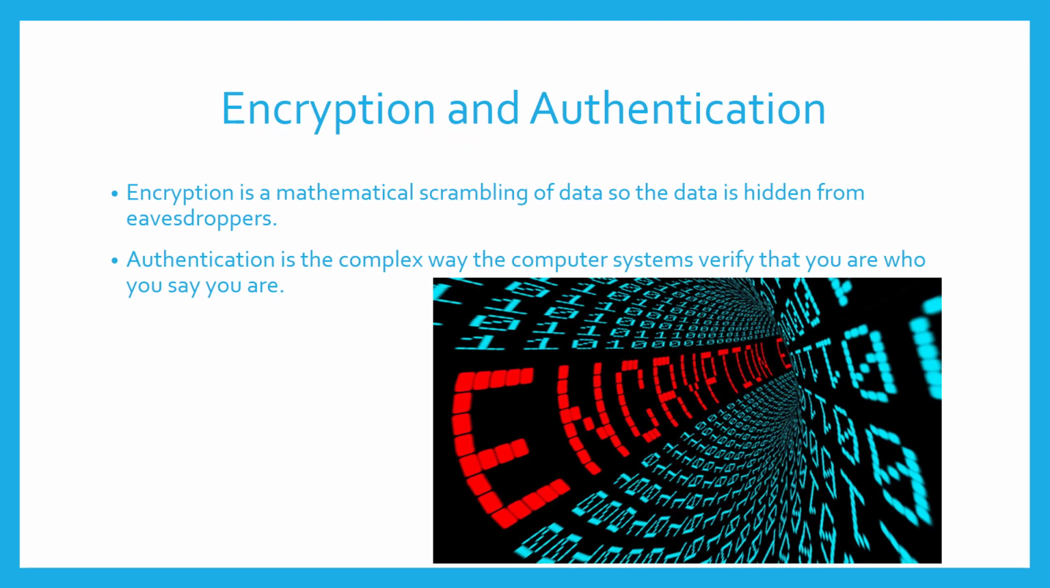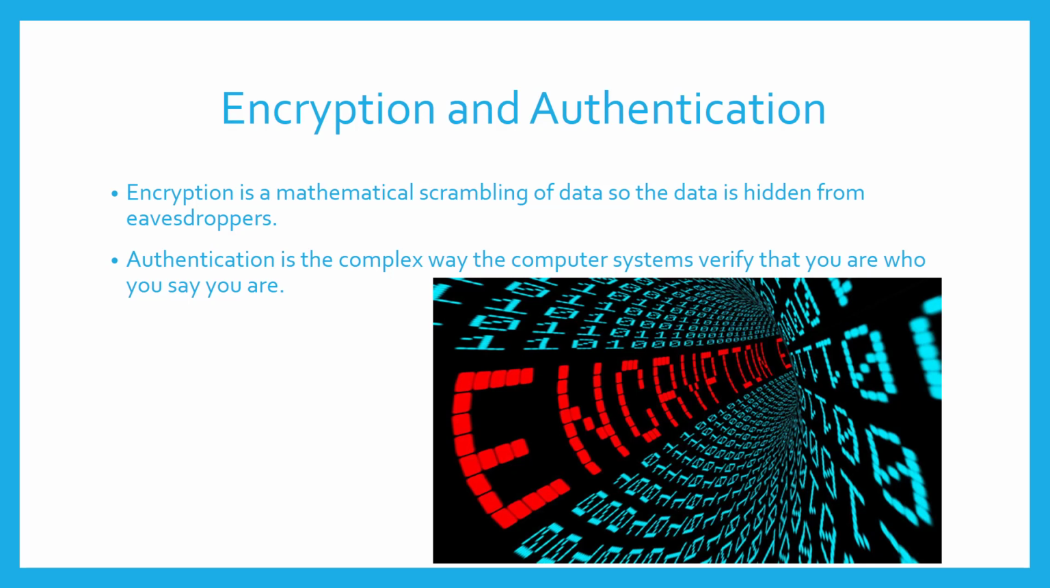Encryption and authentication. Encryption is a mathematical scrambling of data, so the data is hidden from eavesdroppers. That's very important, not only in your own home, but if you're out and about in a restaurant or at a cafe and you're using your laptop or phone.